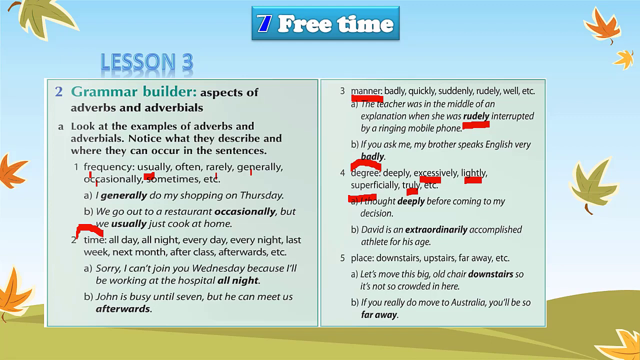Then you have adverbs of degree, which include excessively, lightly, superficially, truly. So I thought deeply before coming to my decision. This is an adverb. What degree of thinking did you reach? I thought deeply. Then adverbs of place answer the question where. So where is your father? He's downstairs or upstairs. He is playing outside or he's reading outside. So downstairs and far away are adverbs of place.